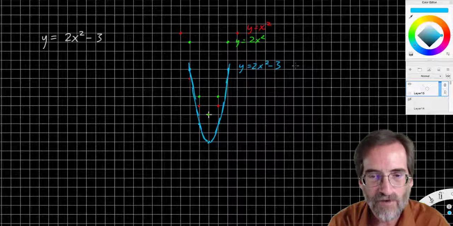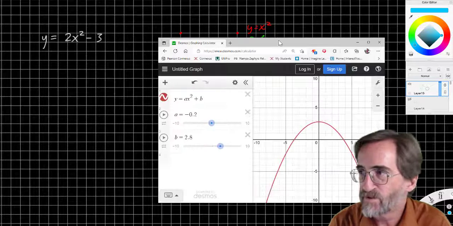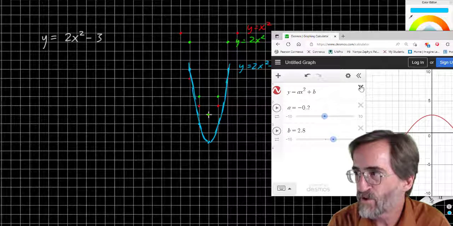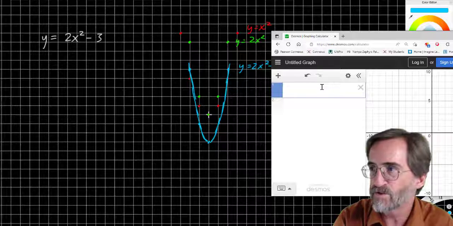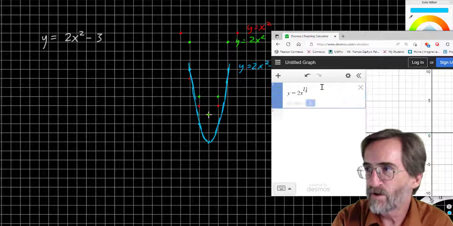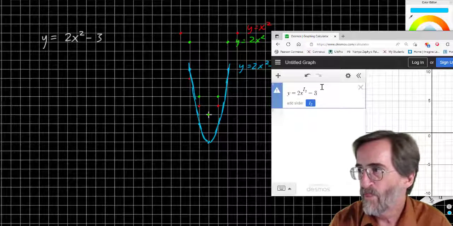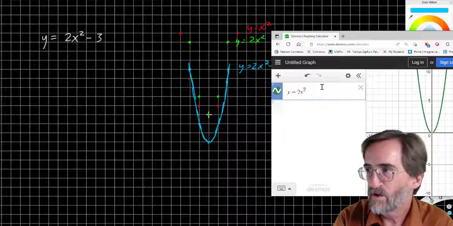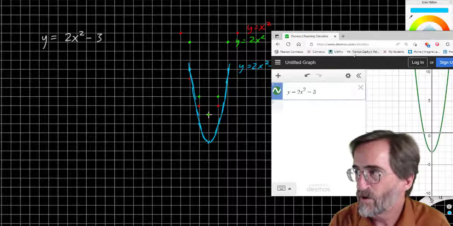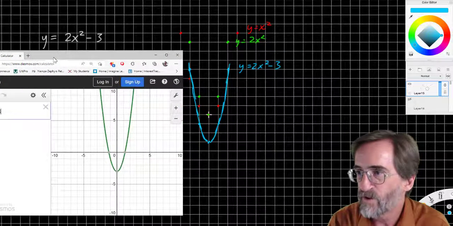Let's verify with Desmos here. Always use Desmos. You can use a calculator on any test question, any quiz question. Y equals 2x squared minus 3. I got an extra there. x squared minus 3. There we go. All right. And you can see from our green graph here that it seems to match.